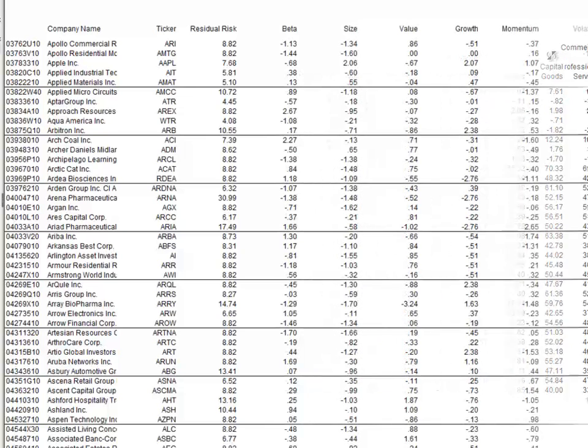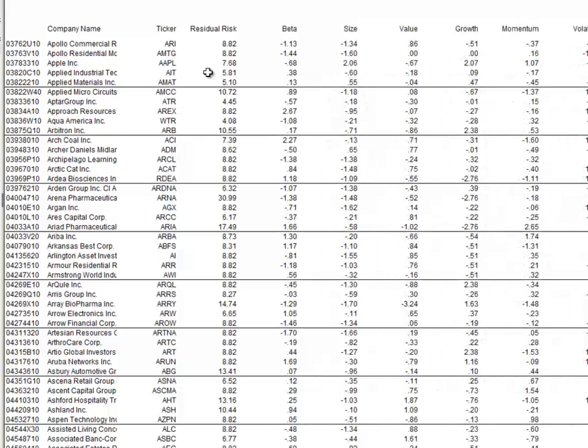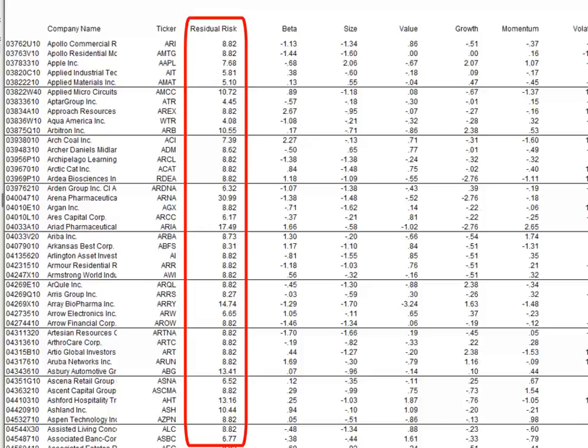Each stock also has an amount of return volatility that is unique to itself and not attributable to the systematic factors used in the risk model. This is captured by the residual risk calculation.